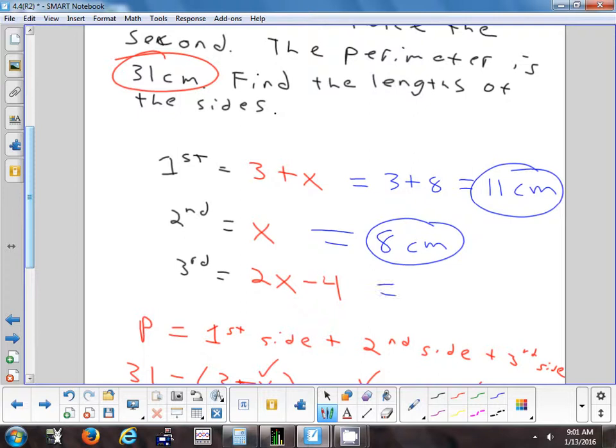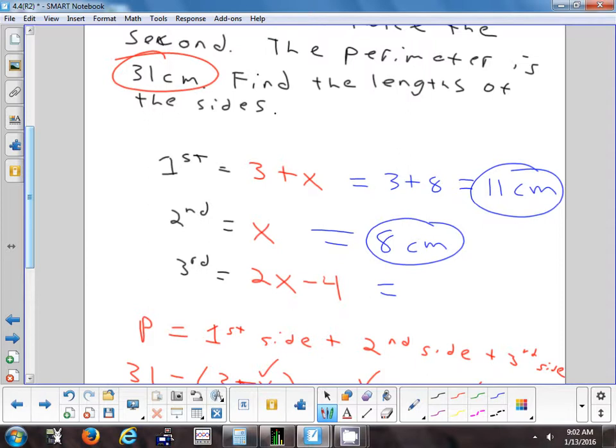And the third side, how about Corey? How do I get the third side? 2 times 8. Why'd you do 2 times 8? Anybody help him out? Why is he doing 2 times 8? Why not 2 times 5? Yeah. Because the variable's next to it and you already plugged in x.